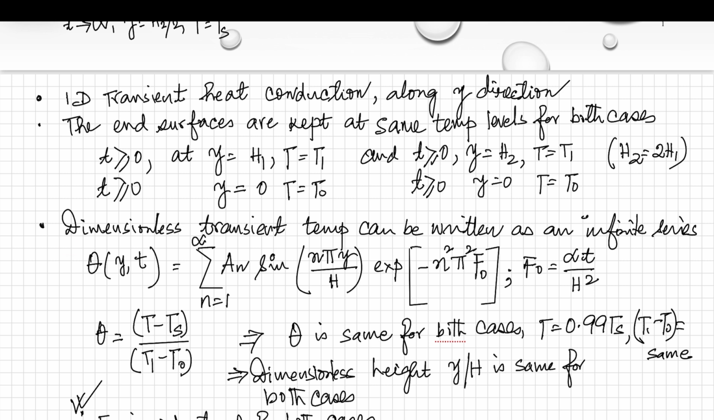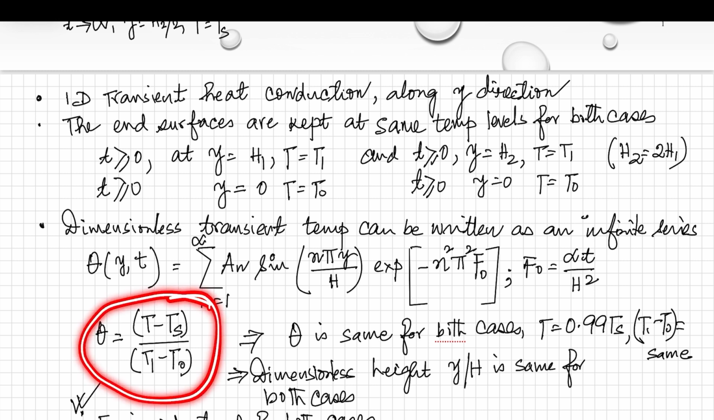So there is a dimensionless transient temperature, which is given, of course, in Gene Copy, and details are given in unitoperation.com. This is the transient equation, where theta is the dimensionless temperature. n, of course, is an integer, depending upon how accurate a result you want. If you increase the value of n, your result will be more accurate. And this is, of course, a sine function. And y over h is a dimensionless height. And here Fo is the Fourier number, which is alpha t over h square. Alpha is, of course, the thermal diffusivity.